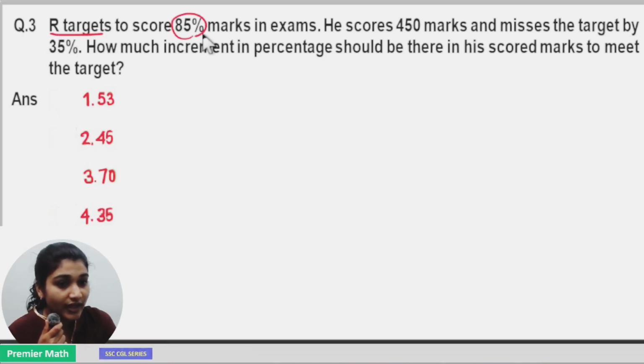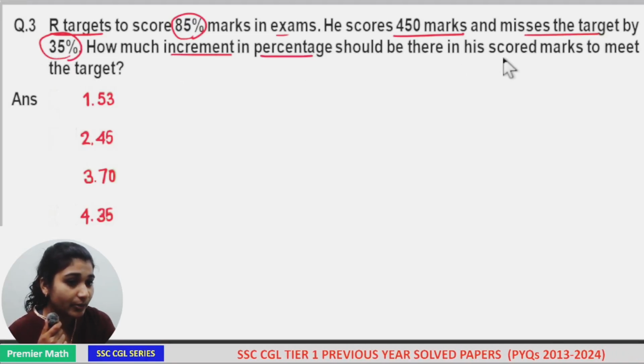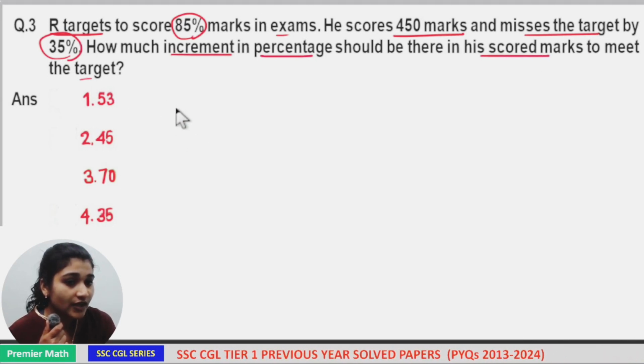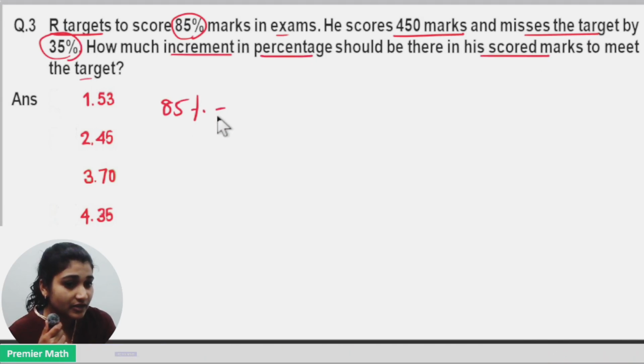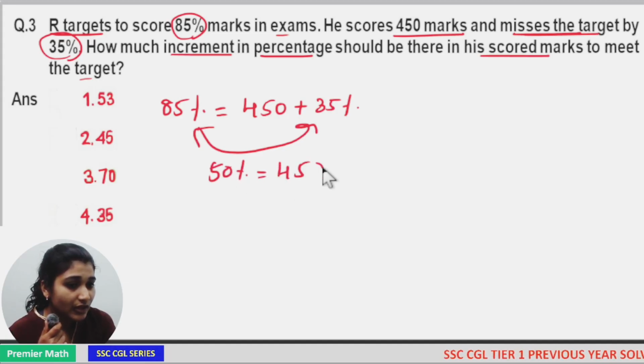Our target is to score 85% marks in the exam. He scores 450 marks and misses the target by 35%. How much increment in percentage should be there on the scored marks to meet the target? Here, his target is 85%, but he only scored 450 marks. He needed an extra 35% to meet the target. That is, he misses the target by 35% means he needs an extra 35% to meet the target. Now the difference between these two is 450. That is 85 minus 35 is 50%, which is equal to 450, so 0 cancel. 5 goes 9 times in 45.